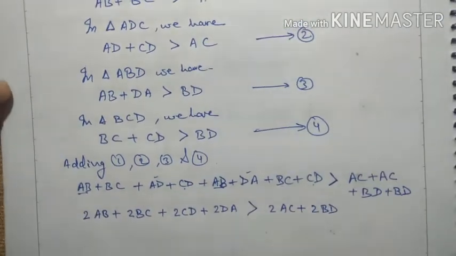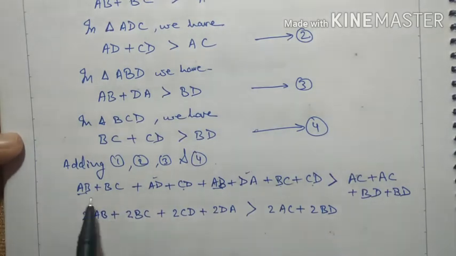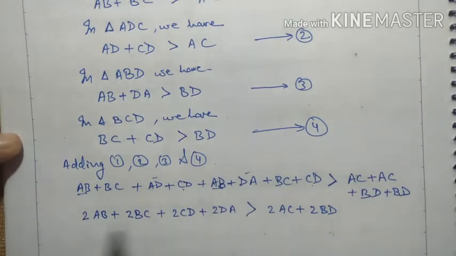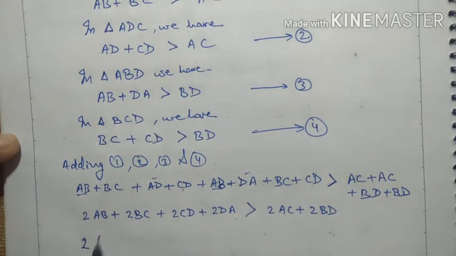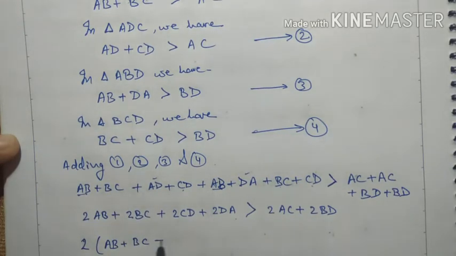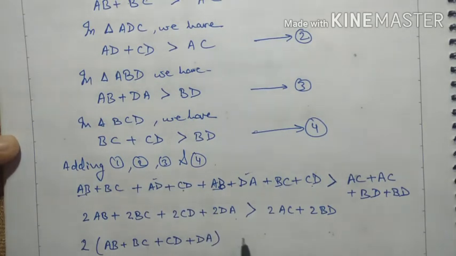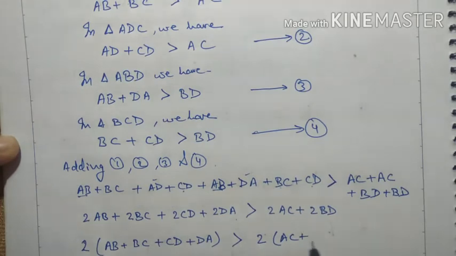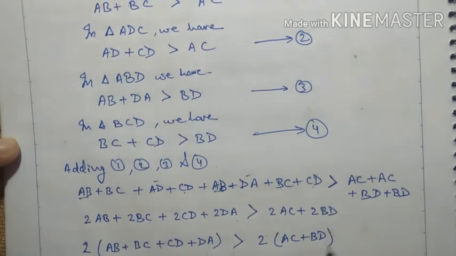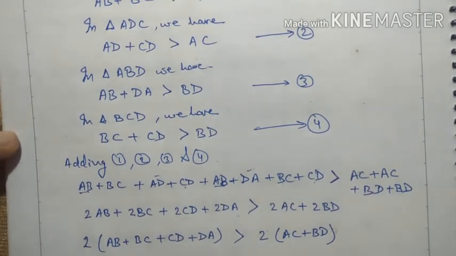Now what to do next? We have to take 2 common from each of the values. So twice of AB plus BC plus CD plus DA is greater than twice of AC plus BD. Okay, I have taken 2 common from both sides.